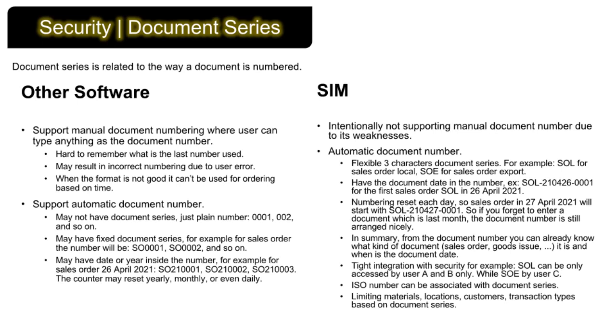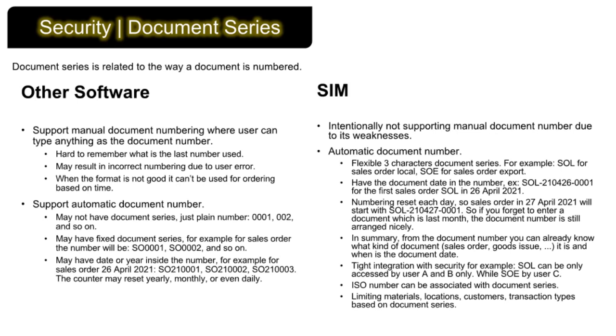So if you forget to enter a sales order document, which document date must be 2 days ago, and if 2 days ago you had 100 sales orders for that day, then your late document will have counter 101 and the document number will still be sorted nicely. In summary, from the document number you can know what document it is, what the document date is, and the counter for that day.